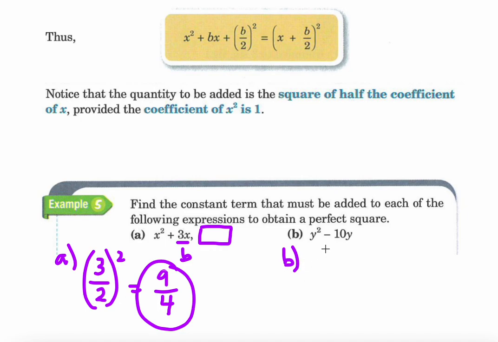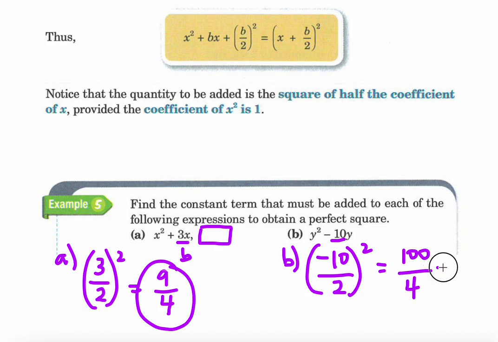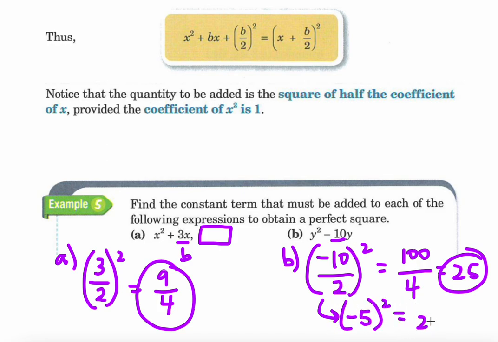For b, y squared minus 10y, okay, we need to take that b value, -10, we need to cut it in half and then square it. So we end up with -10 times -10 is 100. 2 times 2 is 4. So that's 25. 100 divided by 4 is 25. Or you could have seen that this is -5. Square that, and then you get 25 as well. Okay? So that's how we would figure out the missing c value.